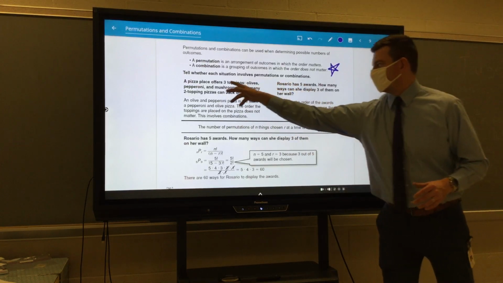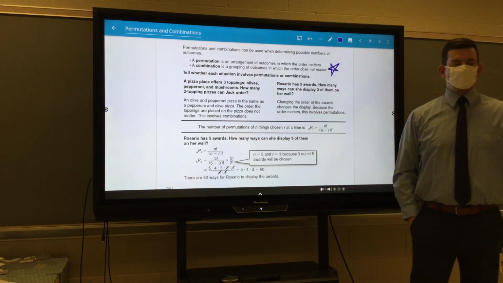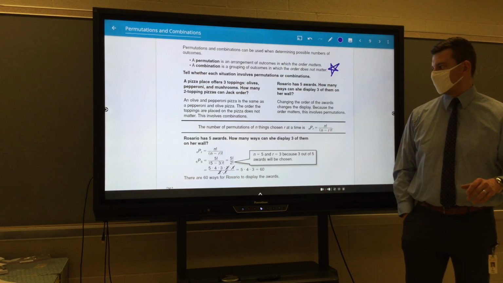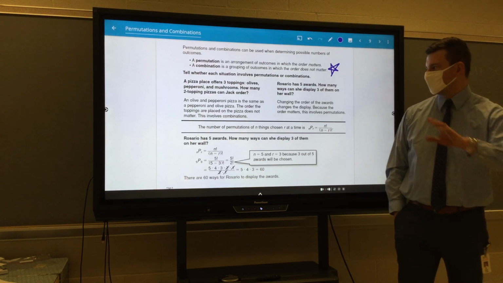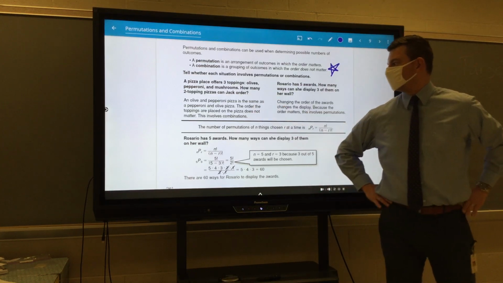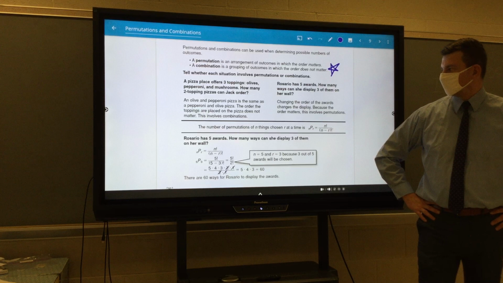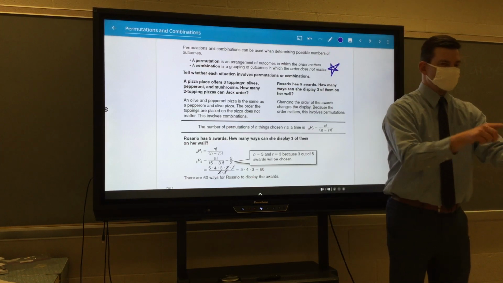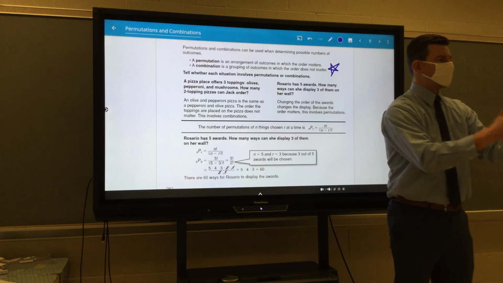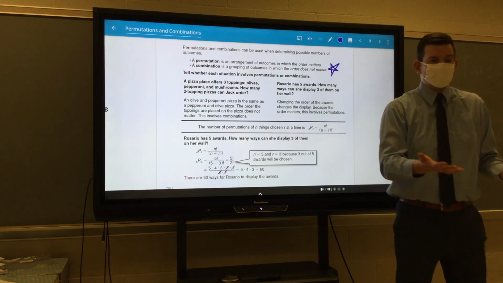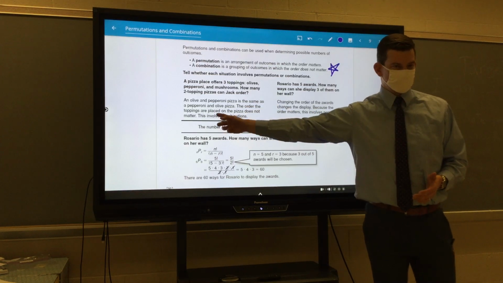Let's say a pizza place offers only 3 toppings of pizza. I don't know, probably not good for business offering that limited number of choices, but olives, pepperoni, mushrooms. How many 2-topping pizzas can Jack order? Well, it doesn't matter on the pizza if you have pepperoni and mushrooms or mushrooms and pepperoni. This is a case where the order does not matter. This is a combination.